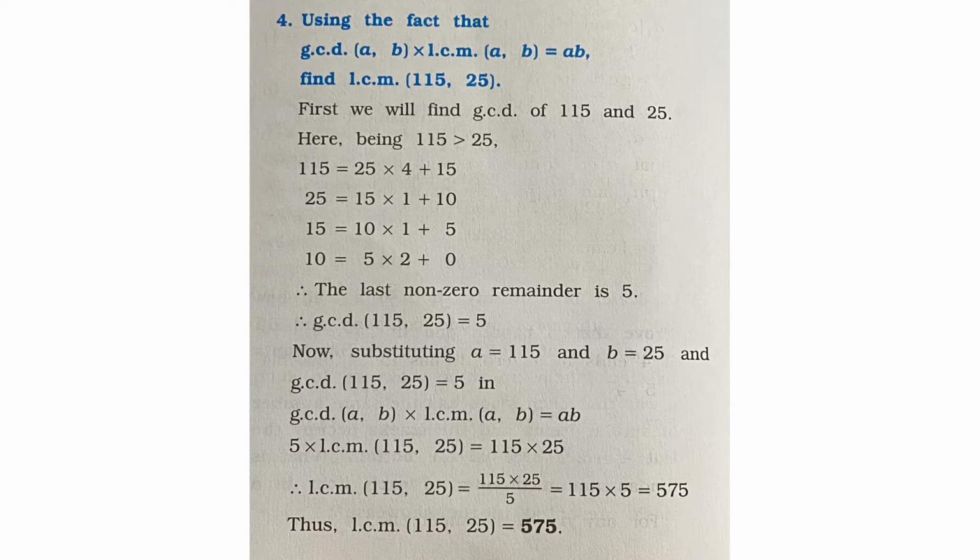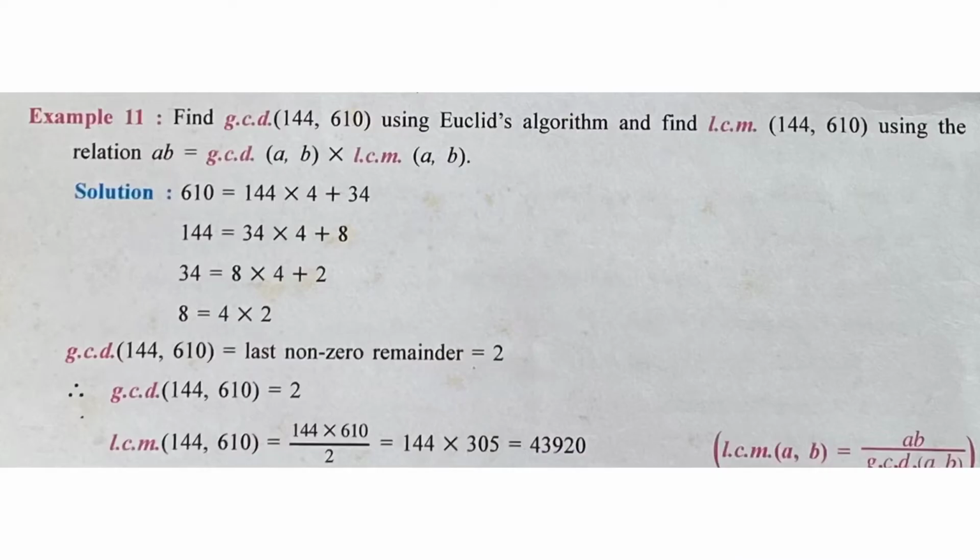Now use the formula. GCD of a, b into LCM of a, b is equal to a into b. So GCD is 5. So 5 into LCM of 115 and 25 is equal to a into b, that is 115 into 25. So we will get LCM of 115 and 25 as 115 into 25 by 5, that is equal to 575. Let us consider another example.